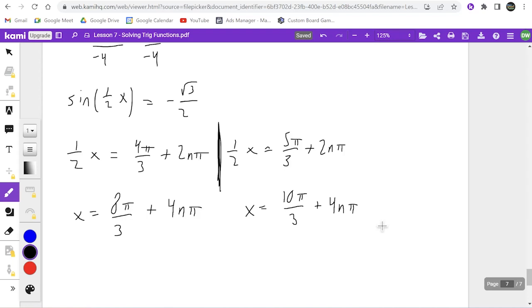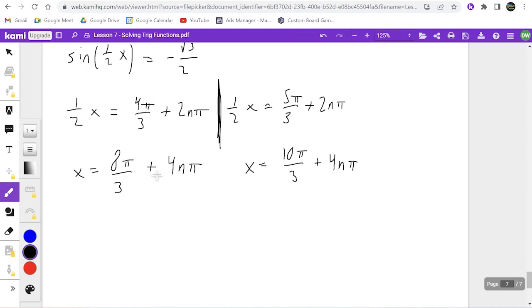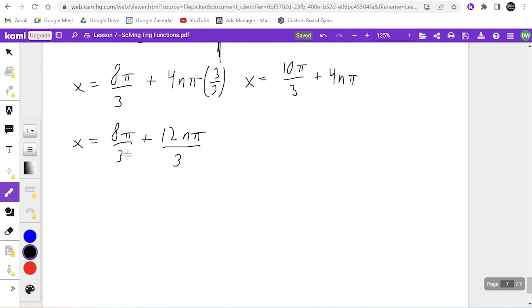Okay. So again, I need a common denominator here. It's going to be a common denominator of 3, so I multiply by 3 over 3. And I'm going to get x equals 8 pi over 3 plus 12n pi over 3. So in other words, I'm adding 12 pi over 3 each time. The problem is my very first answer, 8 pi over 3, is out of bounds. How do I know? Because 2 pi with a common denominator of 3 is 6 pi over 3, and already 8 pi over 3 is out of bounds.